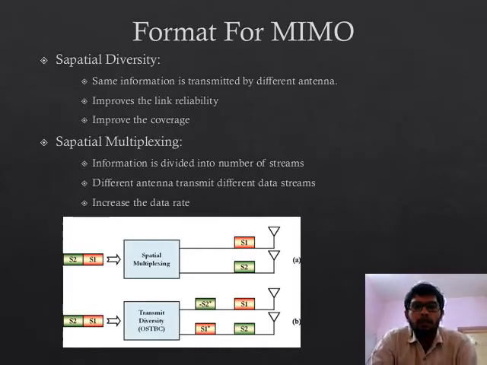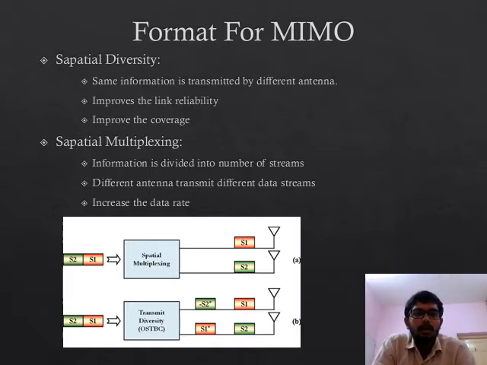The next slide is about the formats of MIMO. In this format, there are two types: spatial diversity and spatial multiplexing. In spatial diversity, we see how MIMO is useful for multiple input and multiple output at the transmitter and receiver. In spatial diversity, the same information is transmitted by different antennas. The same information goes from the transmitter, and the receiver gets the signal.